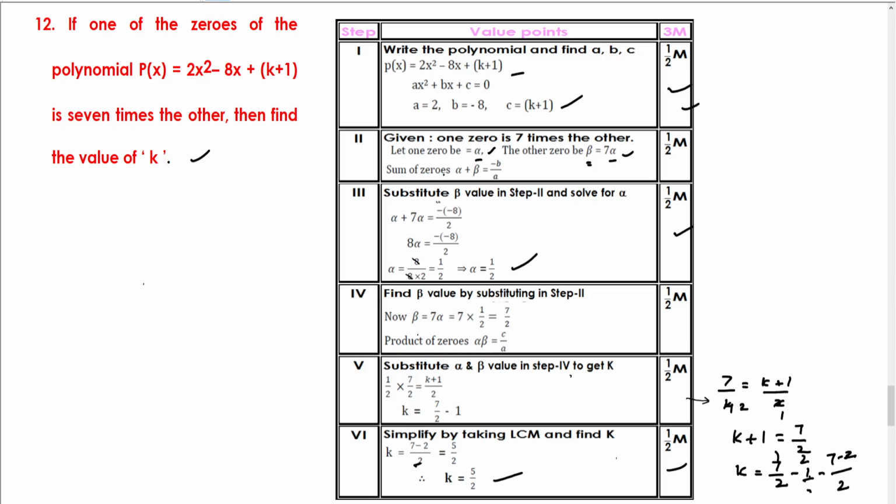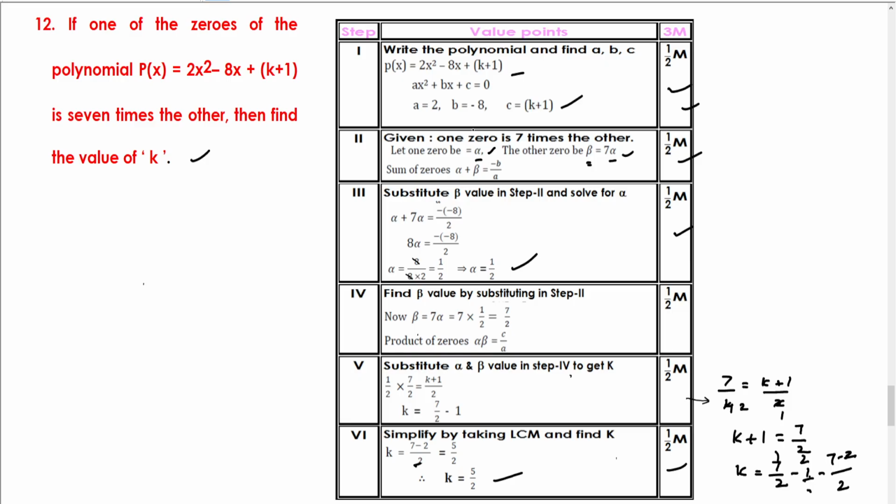Now you know that the sum of the zeros, alpha plus beta, is equal to minus b by a. For writing this much, you will get a half mark. In the third step, now substitute this beta value here. You get 7 alpha. You will get alpha plus 7 alpha, and also substitute the b value.